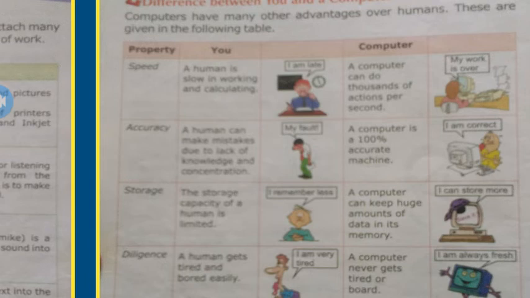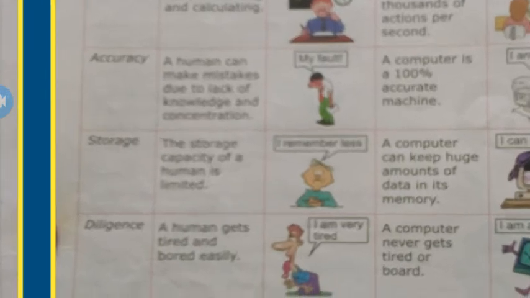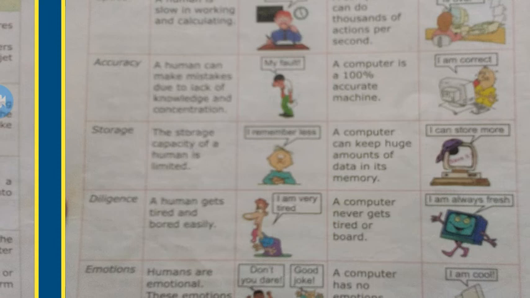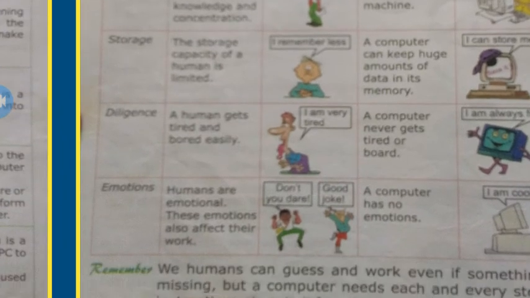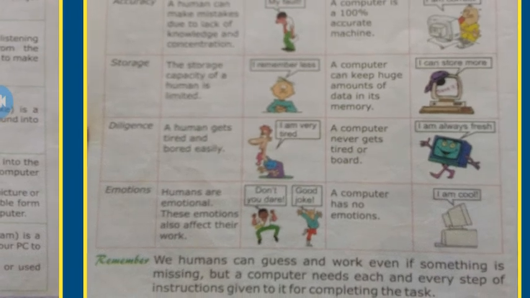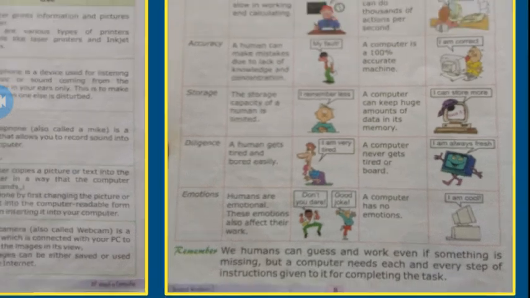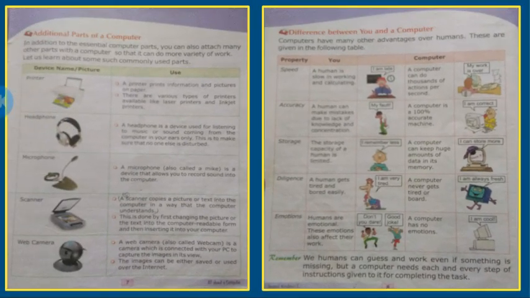Diligence, a human gets tired and bored easily. Sometimes we are feeling tired and bored. When we are not taking the interest, we are feeling tired, but computer never gets tired or bored. Emotions, humans are emotional. Sometimes we are crying, sometimes we are laughing, but computer not. A computer has no emotions. Clear, students? So I hope you all learned.